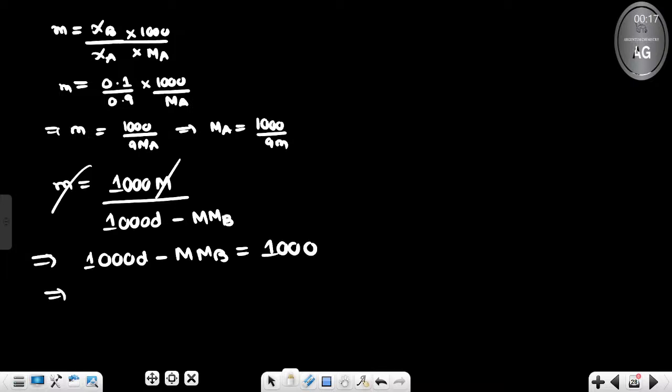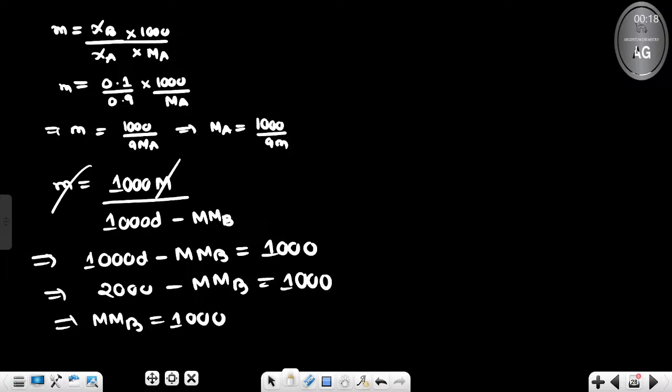Now let's solve the equation. D is given as 2, so 1000 d becomes 2000. So 2000 minus M Mb equals 1000. So it's basically M Mb equal to 1000. From here I can write Mb equals 1000 divided by M. Now let us calculate it.